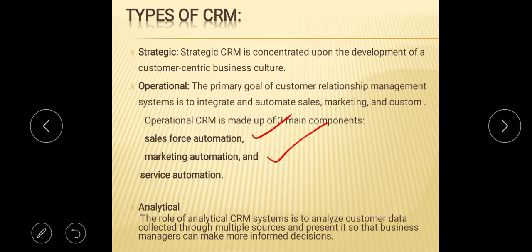Next one is the analytical CRM. The role of analytical CRM systems is to analyze customer data collected through multiple sources and present it so that business managers can make more informed decisions. Analytical CRM systems use techniques such as data mining, correlation, and pattern recognition to analyze the customer's data.